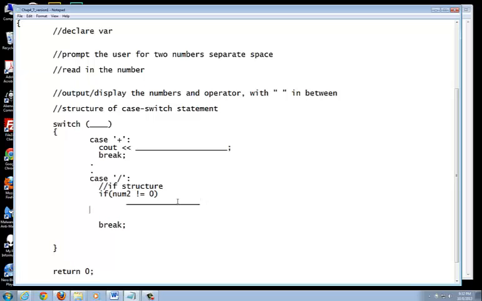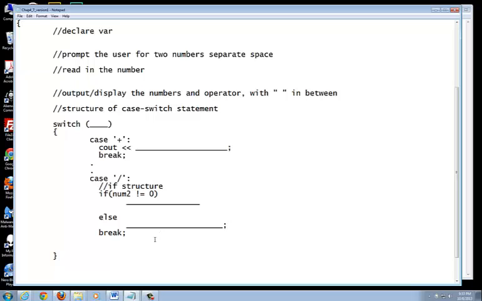What if it is? What if num2 is false, right? So what if num2 is a 0 in this case? So you've got to do an else statement in this. And what are you going to tell me? You're going to tell me what? Some sort of, it's undefined because you gave me a 0, it cannot be divided by 0.